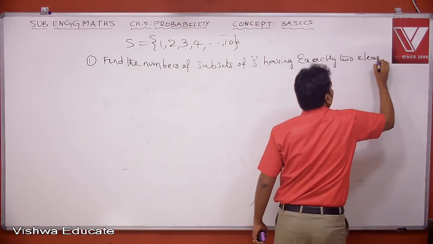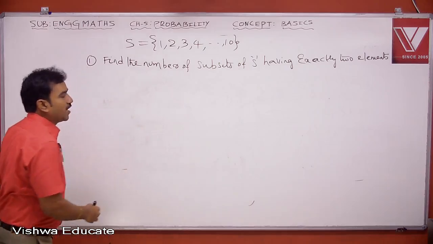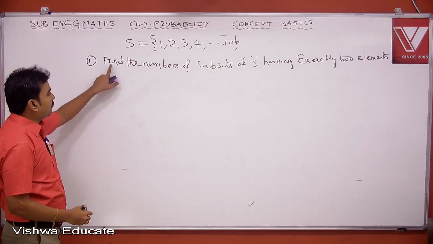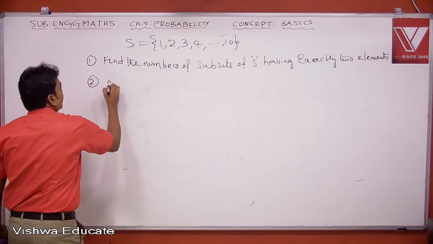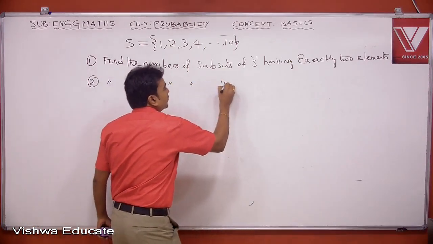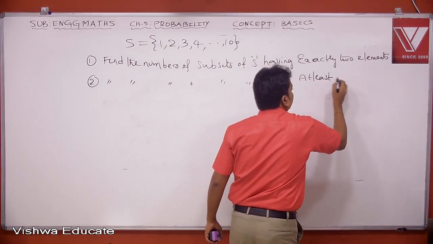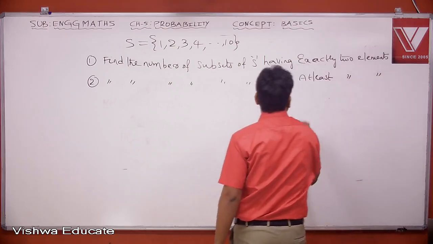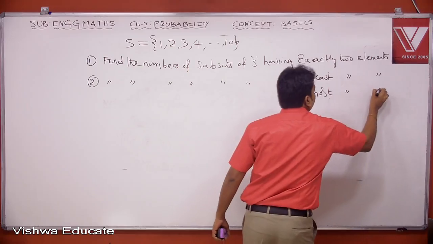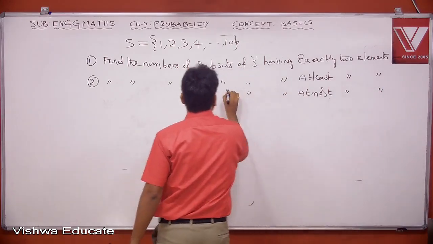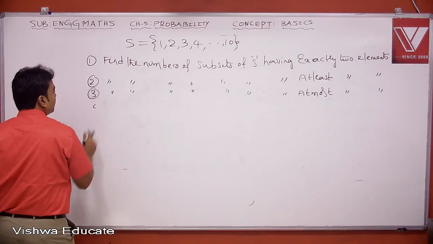So what is my set? S is a set having exactly 10 elements, 1 to 10. Question number 1 is, find the number of subsets of S having exactly two elements. Second one, find the number of subsets of S having at least two elements. Next one is having at most two elements. This is question number 3.